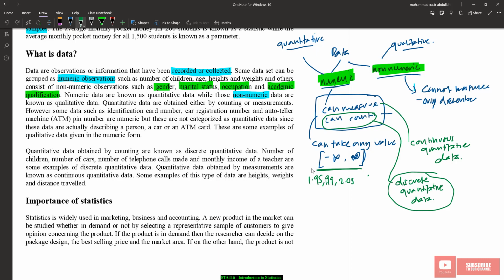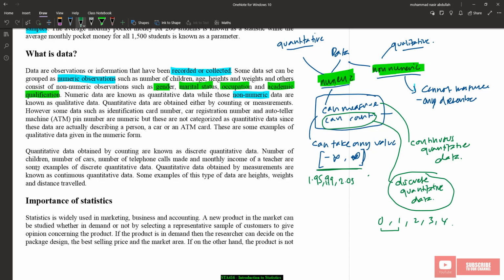So let's say kita ada number of children. Number of children from 0, 1, 2, 3, 4. So ini adalah absolute value, ataupun whole number yang ada dalam discrete quantitative. Between 0 and 1 are not possible. Maksudnya tak ada value between 0 and 1. Boleh faham? This is a very simple and important definition that you need to understand.